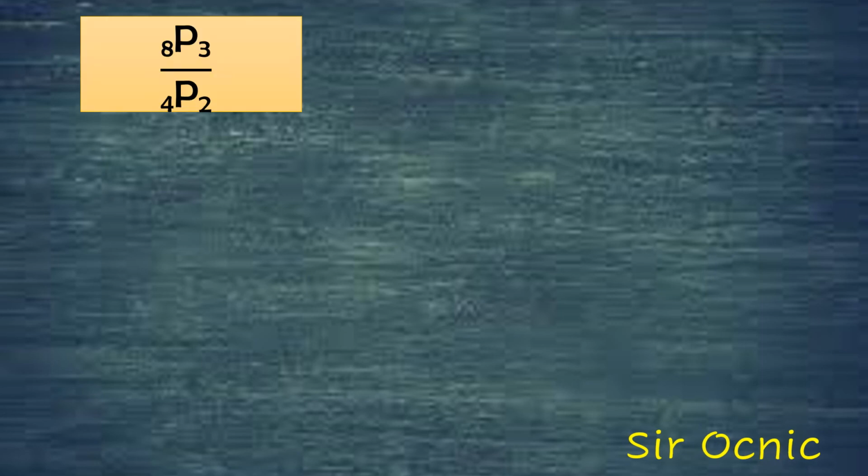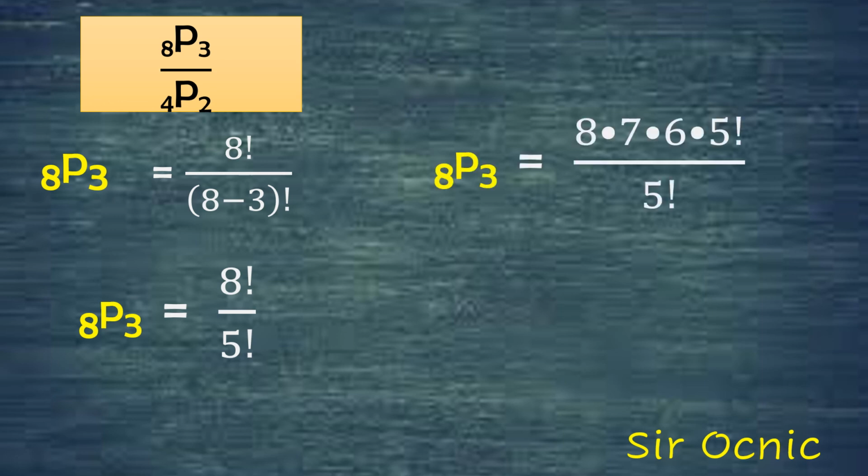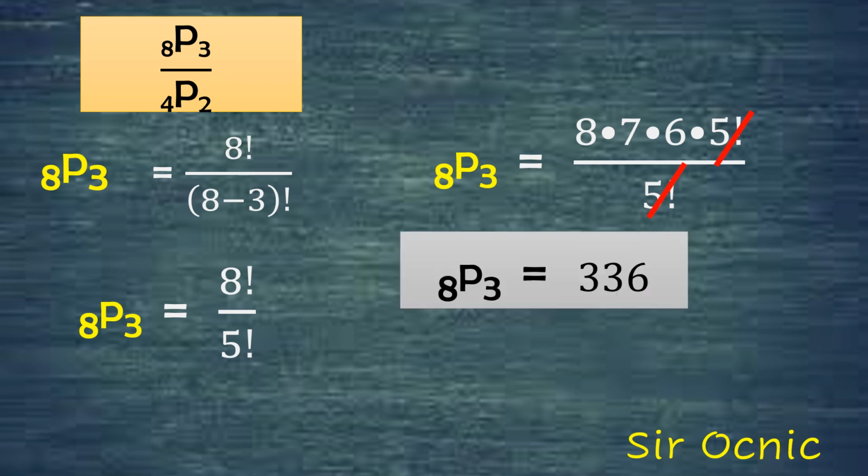8P3 divided by 4P2. Let us first simplify the numerator. Permutation of 8 taken 3 at a time is equal to 8 factorial all over quantity 8 minus 3 factorial, or simply 8 factorial over 5 factorial. Expanding the numerator, we will have 8 times 7 times 6 times 5 factorial all over 5 factorial. Canceling the common factor, which is 5 factorial, we will have 8 times 7 times 6, or simply 336.